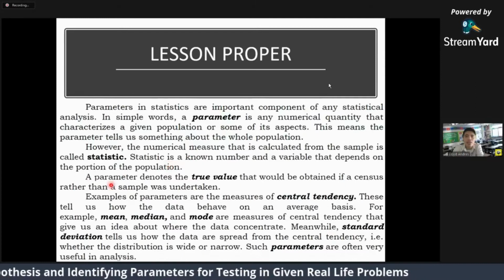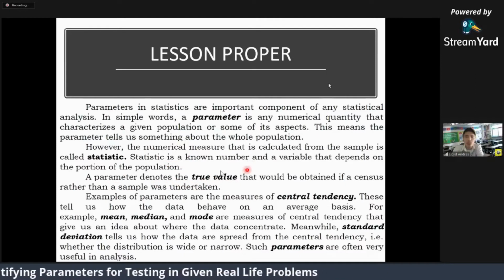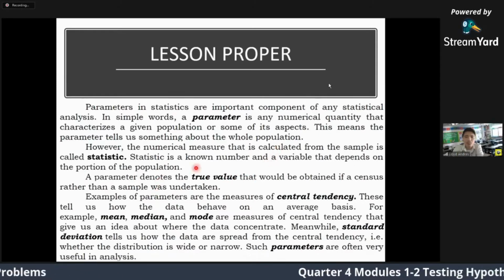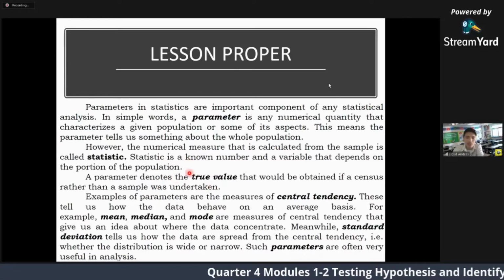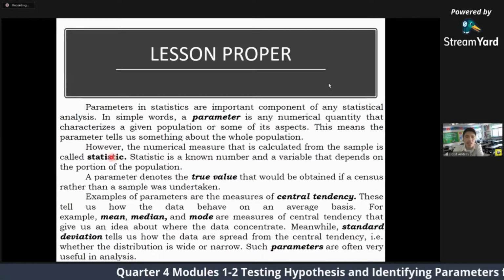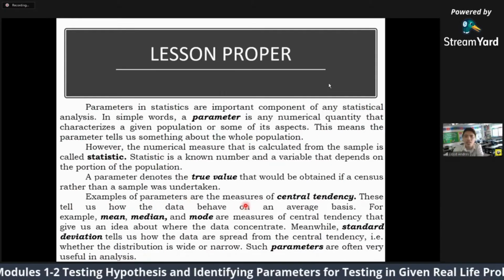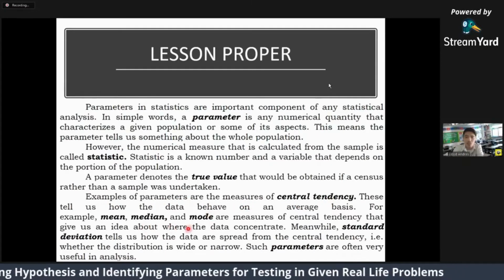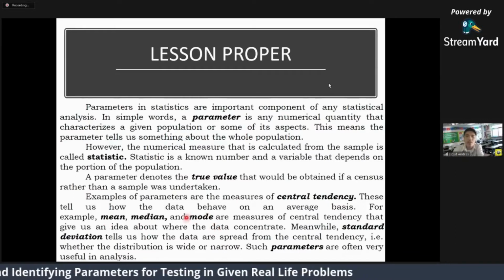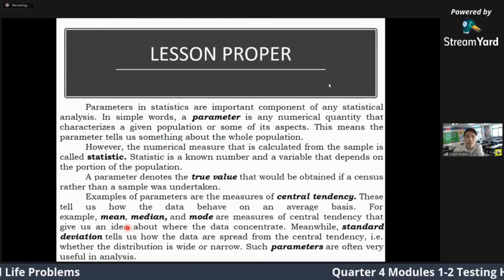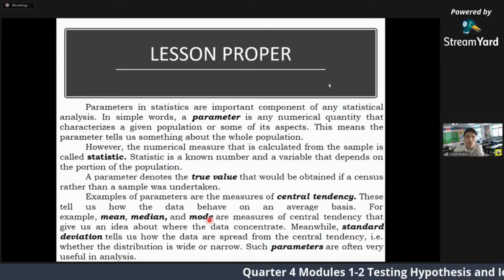A parameter denotes the true value. So it is the true value because you collected all the data, unlike a statistic, which is only a sample. Examples of parameters are the measures of central tendency: mean, median, and mode. These are parameters, especially when they describe the population.